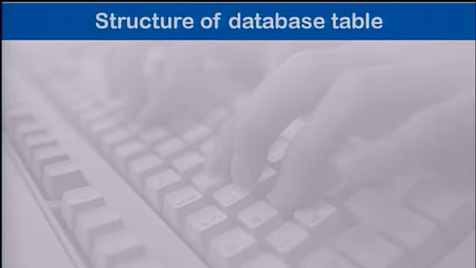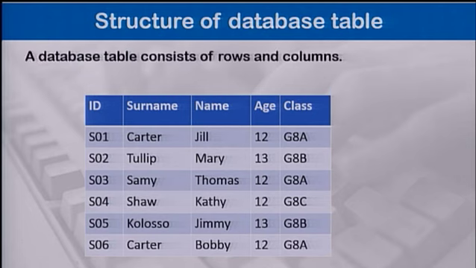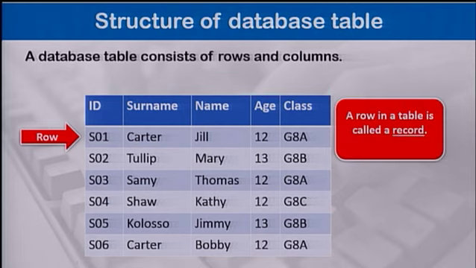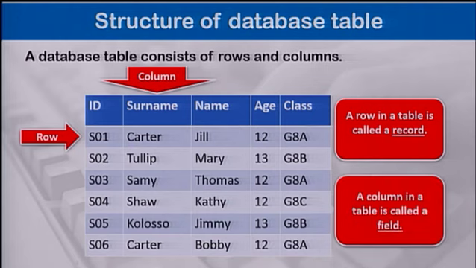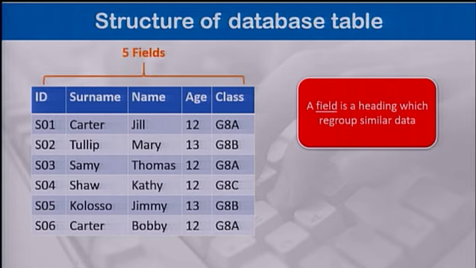Let us now look at the structure of a table in a database. A table consists of rows and columns. Each row is called a record and each column is called a field. So in this table, we can observe that there are 5 fields. A field is a heading which regroups similar data.